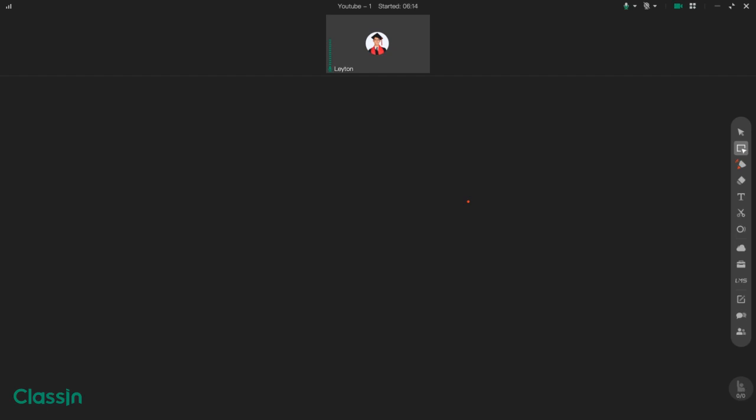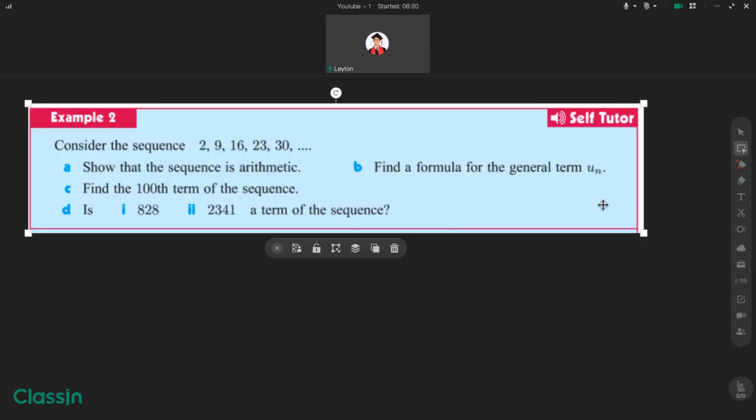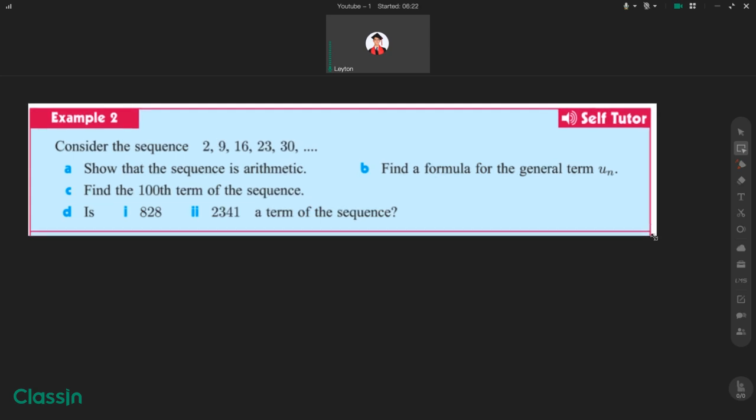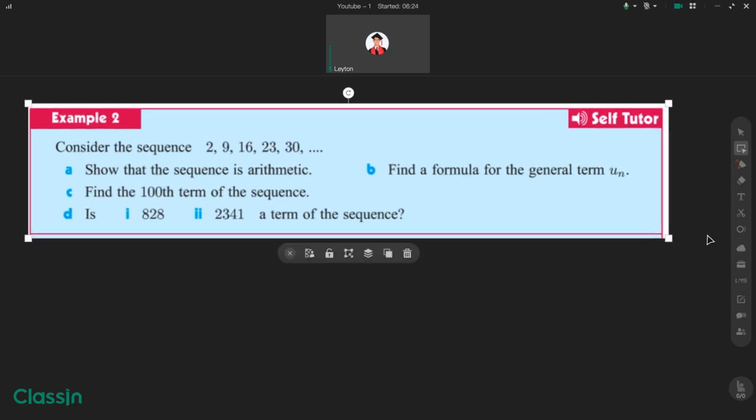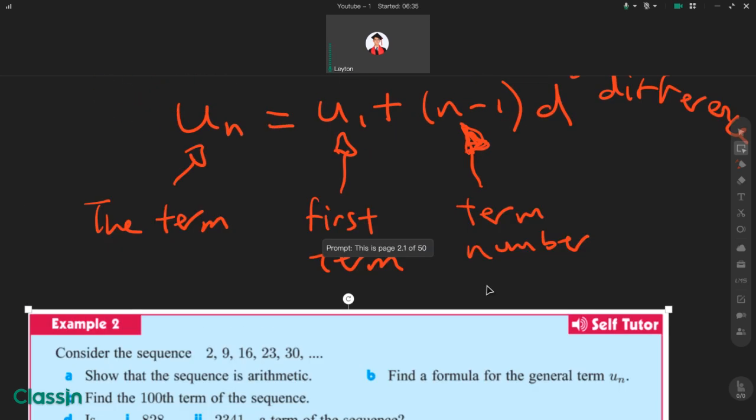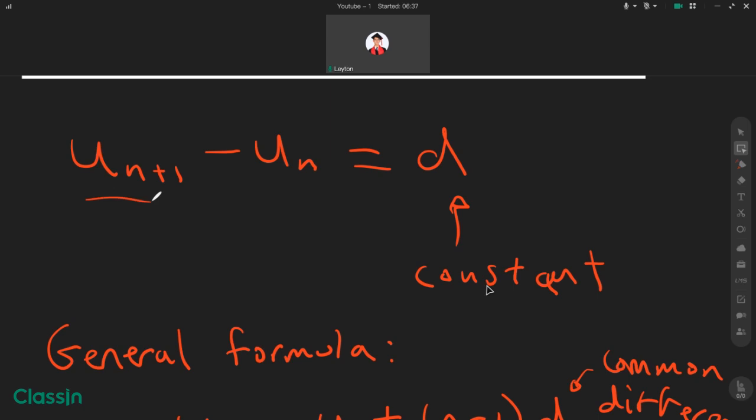Okay, I'm going to go to an example now. Let's see how this looks in practice. Consider the sequence 2, 9, 16, 23, and 30. Show that the sequence is arithmetic. So how do we show this is arithmetic? Remember what I said above. We have to make sure that consecutive terms produce the same common difference.